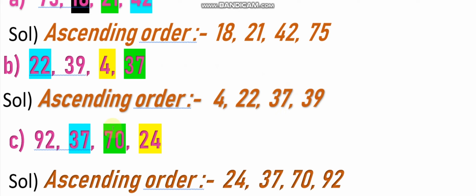Go for the third example of C1: 92, 37, 70, 24. Again you check the tens place digit to find the smallest number. What is the tens place digit? Here 9, here 3, here 7, here 2. We have to arrange them in ascending order. So you have to find the smallest number. 2 is the smallest digit. Make a round to 24. Write here 24. Then again you find the smallest digit from the tens place. 9, 3, 7. Okay, 3 is the smallest digit. So make a round to 37. Write here 37. Again 9, 7. 7 is the smallest digit. So make a round for 70. Write here 70. Then last is 92.